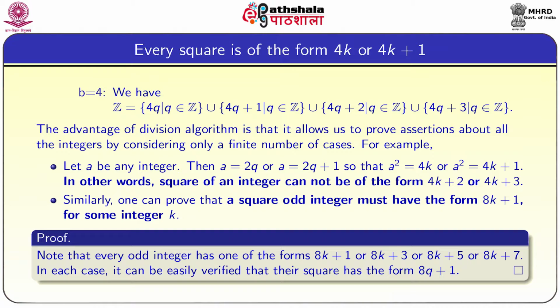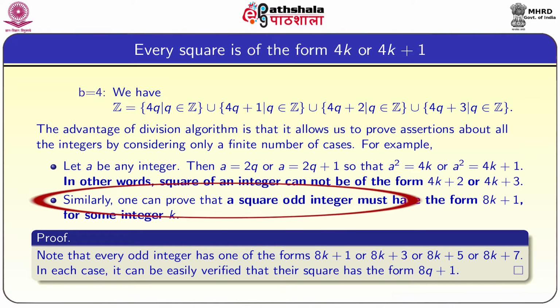For example, look at 1 square is 1, 2 square is 4, that is a multiple of 4, 3 square is 9, that is a multiple of 4 plus 1, 4 square is 16, that is a multiple of 4, 5 square is 25, that is a multiple of 4 plus 1. So, every square integer is of the form either 4k or 4k plus 1. So, this is very useful. If I want to know the properties of the integers which are squares, then it is sufficient to look at the integers which are of the form either 4k or 4k plus 1. No need to look at the integers which are of the form 4k plus 2 or 4k plus 3.